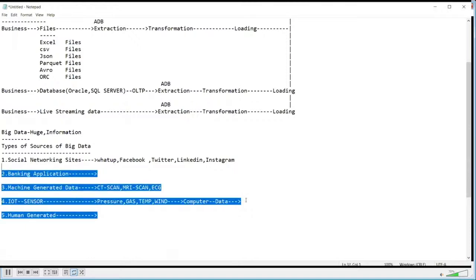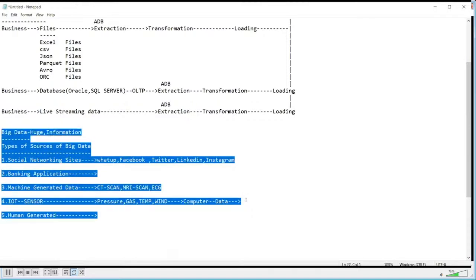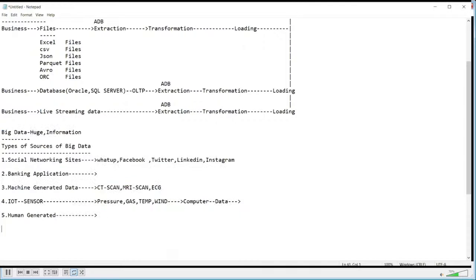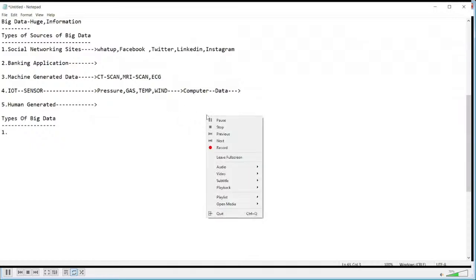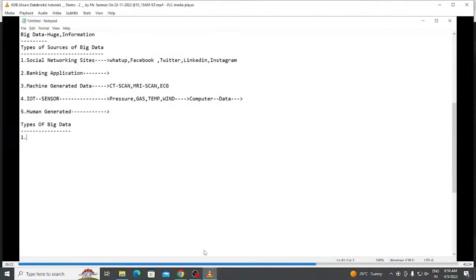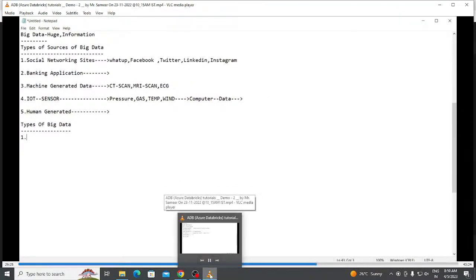But guys, this big data has some categories. That means we can say types of big data. We can have various types of big data. So now, what are the types of data? Generally, you will have the following types of big data. The first type of big data which you can consider is called structured data.